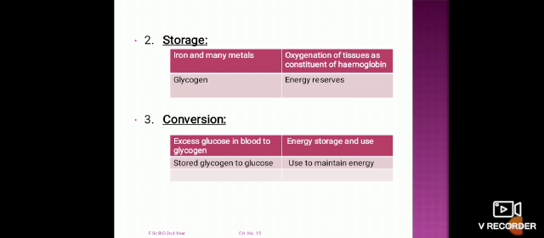The liver also plays an important role in conversion. Excess glucose in the blood is converted to glycogen. Here energy is stored and used. That stored glycogen is then converted to glucose, used to maintain the energy to continue the metabolic processes.